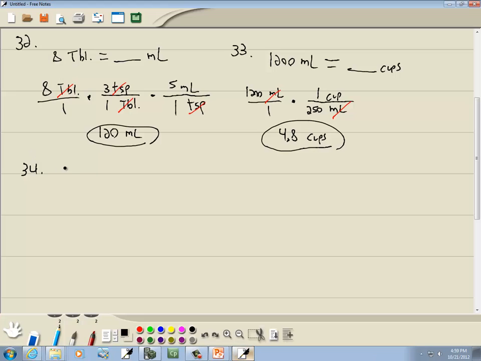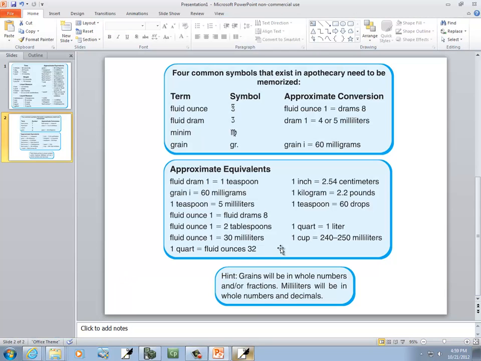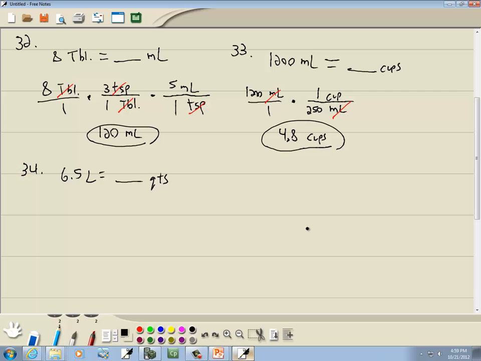Okay, we got 6.5 liters. I think this is an easy one. And ties to quarts. I think 1 liter is 1 quart, isn't it? Let's go look. Yeah, 1 quart is equal to 1 liter. So our answer here would be 6.5 quarts. And that's our last one. So let me save this.